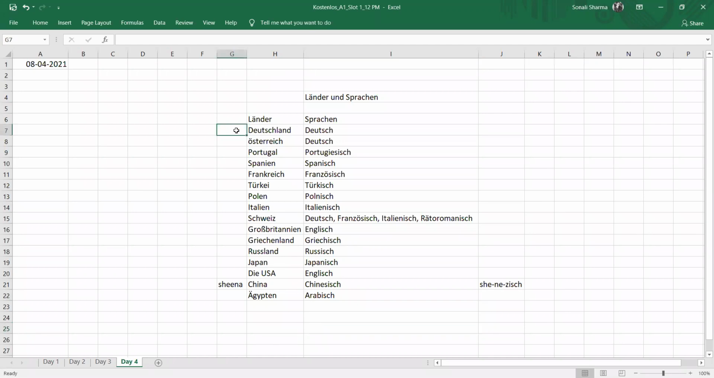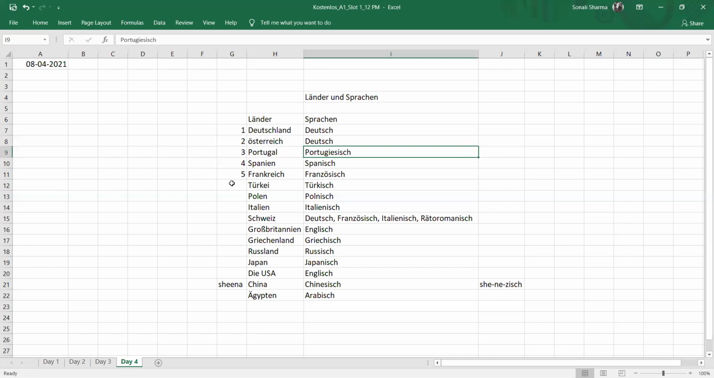So the first one is Deutschland, and the language is Deutsch. The second one is Österreich, and the language is again Deutsch. Third one is Portugal, and the language is Portuguesish. Next one is Spanian, the language is Spanish. Next one is Frankreich. Frankreich is France and the language is Französisch.